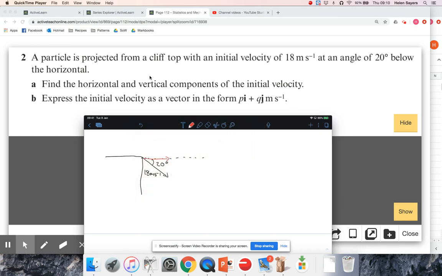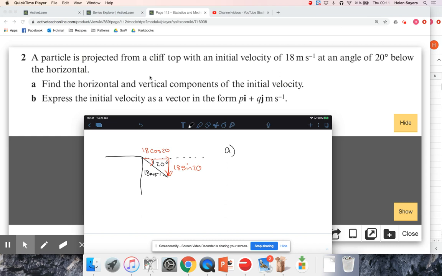So I want the horizontal and the vertical components. So the horizontal is adjacent to the 20 degrees, so that's going to be 18 cos 20. And the vertical is opposite, so that's going to be 18 sine 20. Okay. So that's literally just as though we've got a right angle triangle with an angle of 20 and hypotenuse of 18. Okay. So we're just finding those two sides of it.